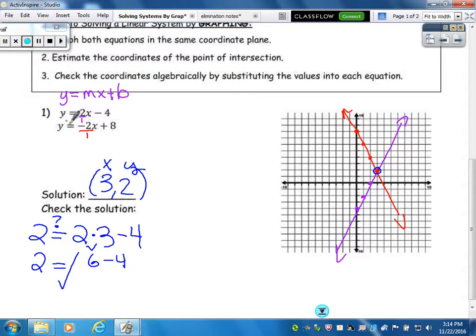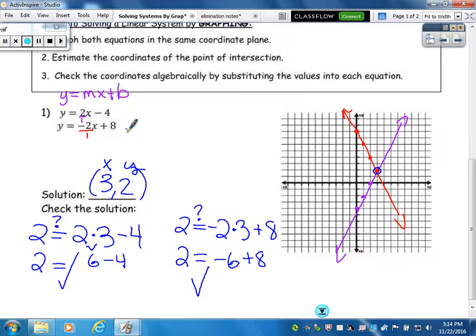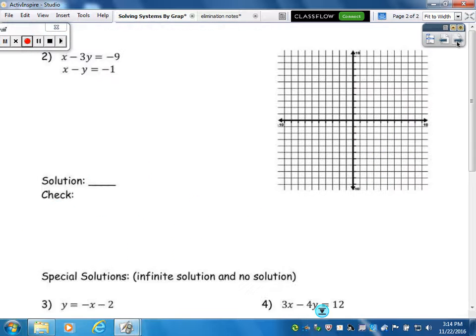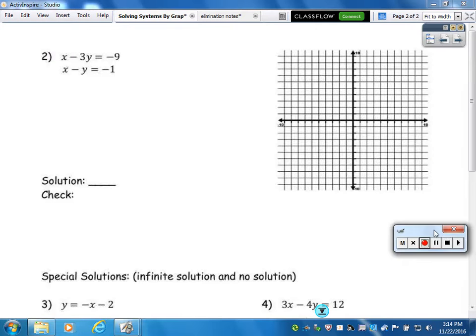So that works for the first line, but this is a system, so it needs to work for both. So I've got to do a second check with the next one. So y is now my 2 again. Is that equal to -2 times my x, which is 3, plus the 8? So let's see, does 2 equal -6 plus 8? And that is also true. -6 plus 8 is 2. So when you check it, plug into both of them and make sure it makes both of them true. So for our next example, neither of these are in slope-intercept form, but you can still use graphing to solve it.